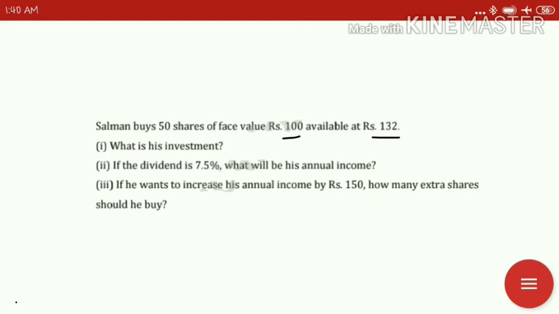You know the formula that investment means the number of shares into market value. That means 50 into 132. If you multiply those, you can easily find out the investment. Now if the dividend is 7.5%, that is the rate of dividend, you need to find out his annual income. That is the dividend. Annual income means the dividend.